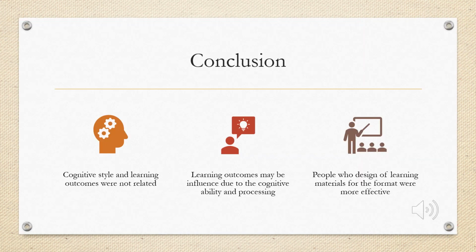Cognitive styles and learning outcomes were not related. For example, visualizers did not perform better with visual materials. Learning outcomes may be influenced by a person's cognitive ability and cognitive processing. People who came up with their own learning materials for the format were more effective than people who were asked to choose the formats they prefer.